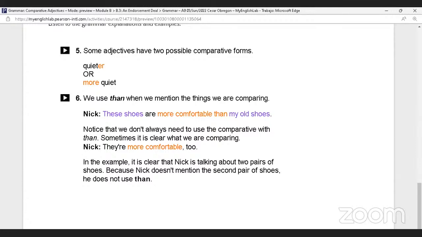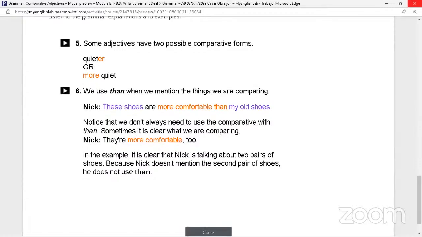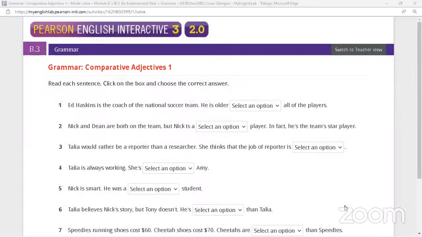Okay. Let's do some examples. Let's do it. So read each sentence, click on the box and choose the correct answer.